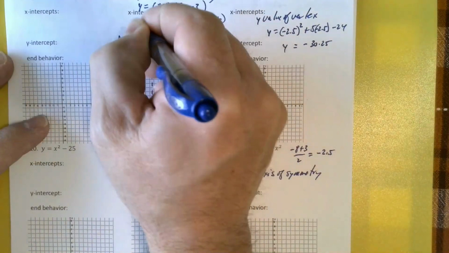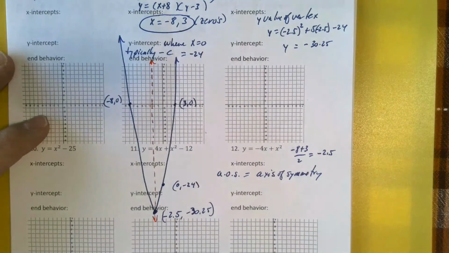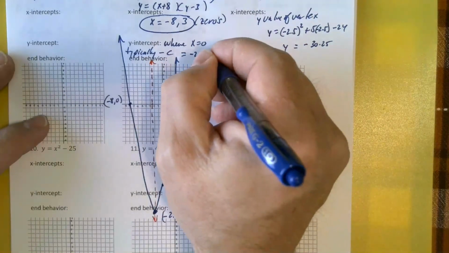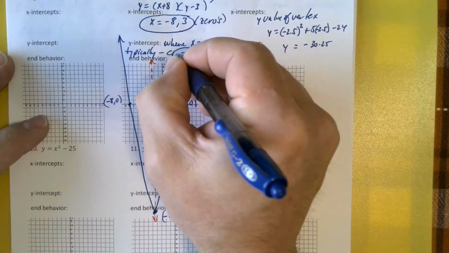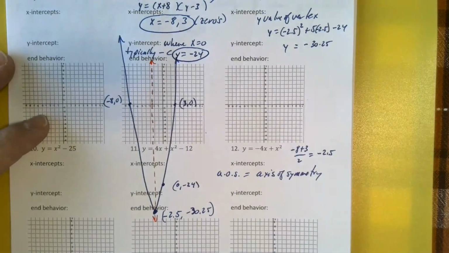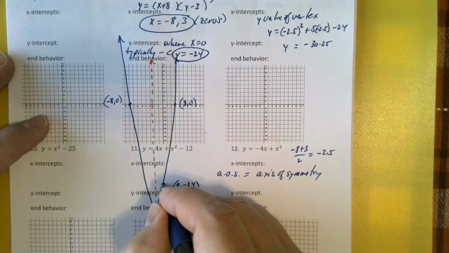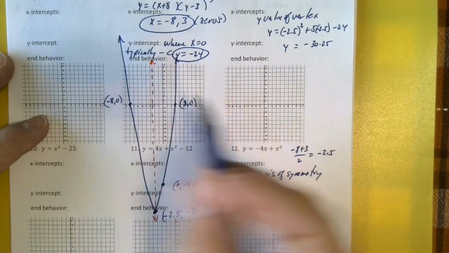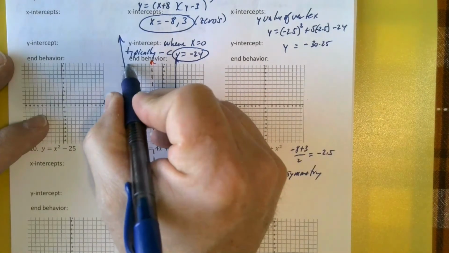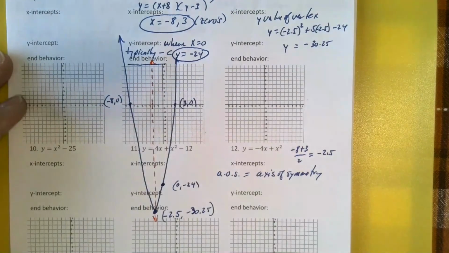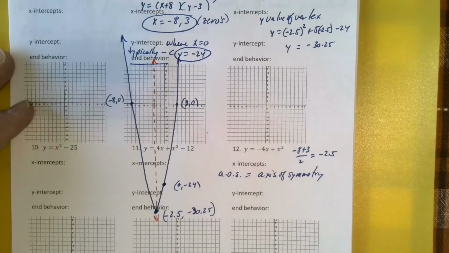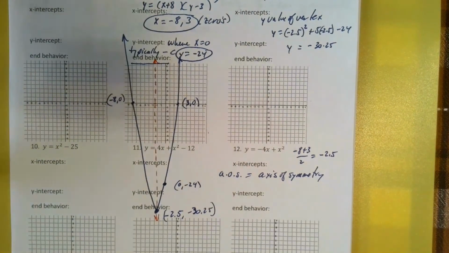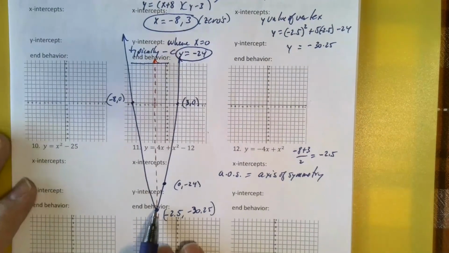Now, from here, x-intercepts we found. Y-intercept we found, right? That was right there. Okay? Now, end behavior. See it right here, end behavior right there. This is where a lot of students get confused, so pay attention. End behavior. Now look, what you do is you start at your vertex.